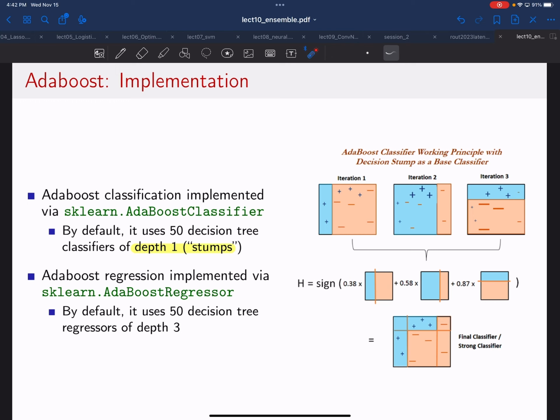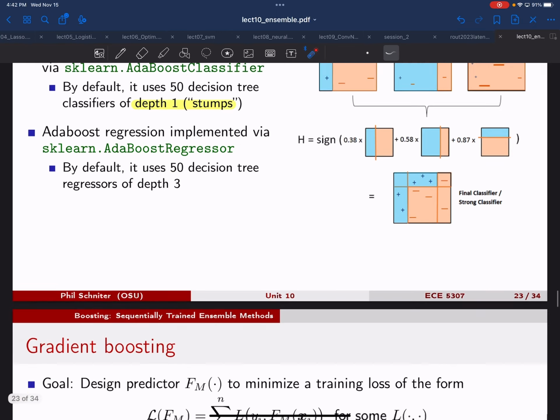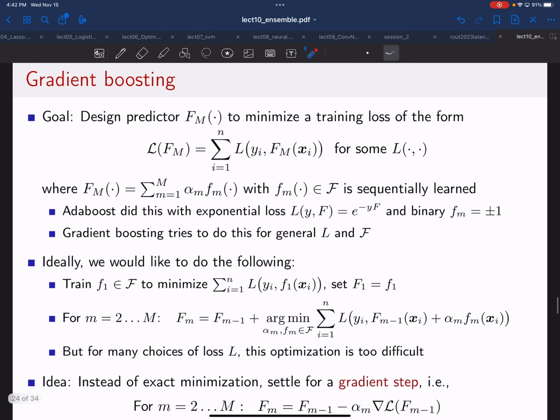Okay, so that's AdaBoost. Are there any questions on anything? Okay, so let's move on to gradient boosting. So gradient boosting, you could say it tries to be more general.